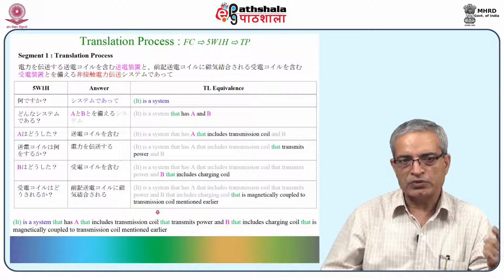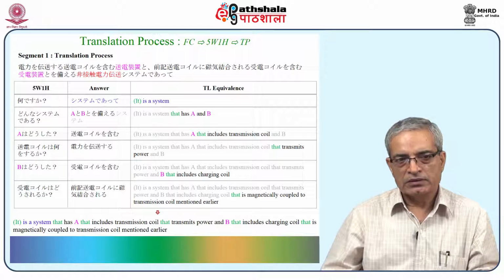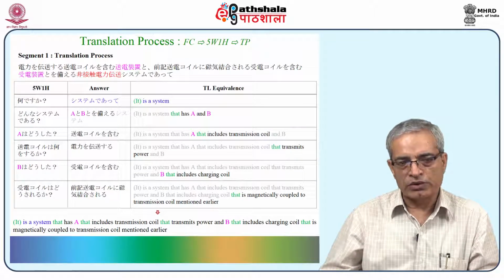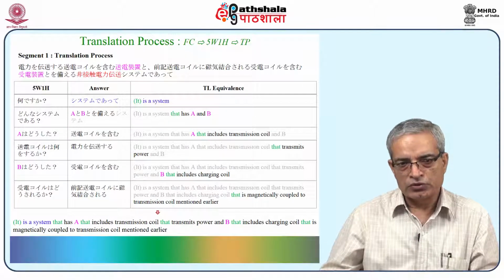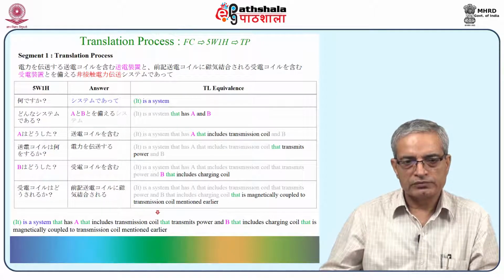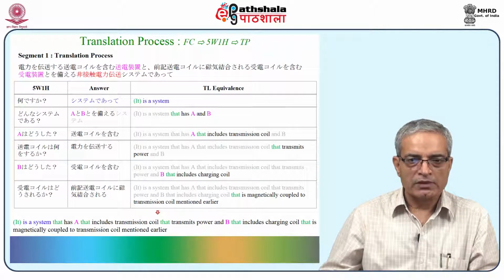Then I say A to B sonaru system. A wa dosta. Okay. So then koiru o fukumu. So then koiru wa nani o suruka. Denryoku o denso suru. B wa dosta. Juden koiru o fukumu. Juden koiru wa dos sareruka. Zenki soden koiru ni jiki ketsugo sareru.